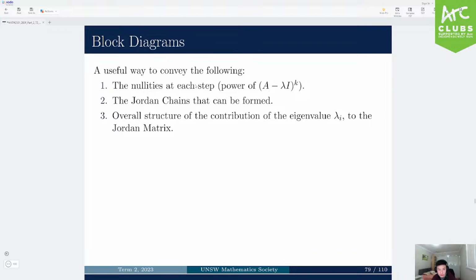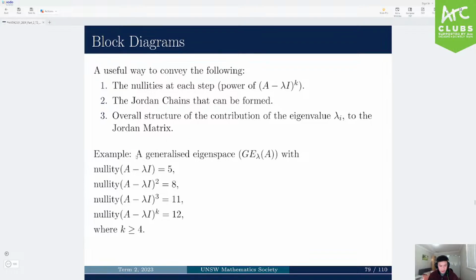And we come into the notion of block diagrams, and these are really useful in giving you an understanding of what's going on, essentially the nullities at each step, the different number of Jordan chains that can be formed, and the overall structure of your Jordan matrix. Okay.